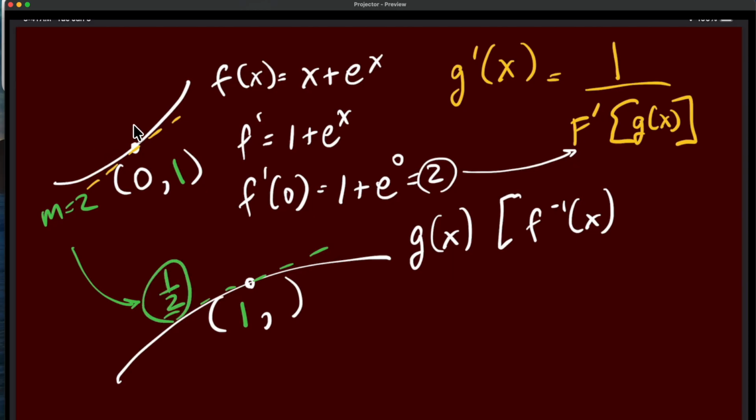So whether you think of it in terms of these lines being reciprocals or using the fancy formula where we're going to plug that into the denominator, we're going to get the same answer: that the derivative when x is 1 on the g function is 1/2.